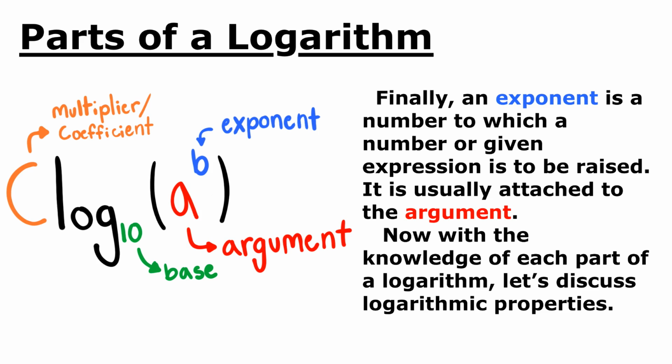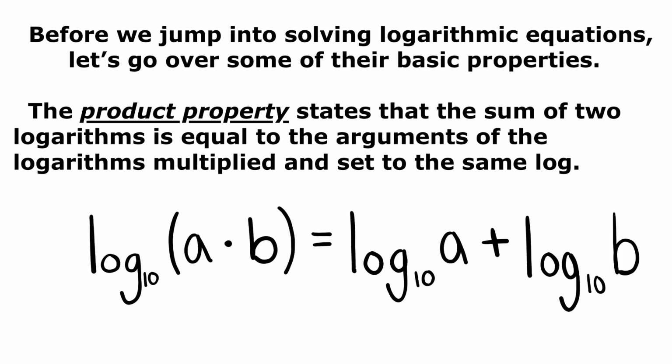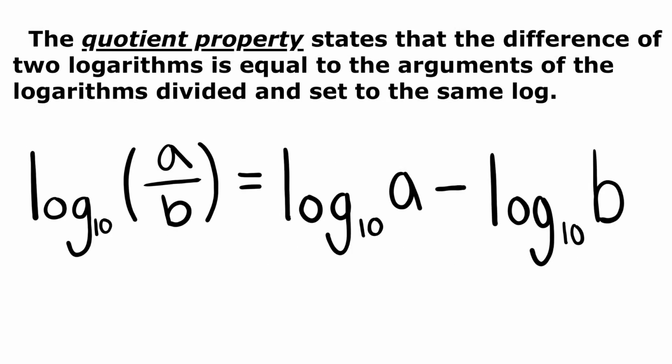Now, with the knowledge of each part of the logarithm, let's discuss logarithmic properties. And there's a few. Starting us off, the product property states that the sum of two logarithms is equal to the arguments of the logarithms multiplied and set to the same log. The quotient property states that the difference of two logarithms is equal to the arguments of the logarithms divided and set to the same log.